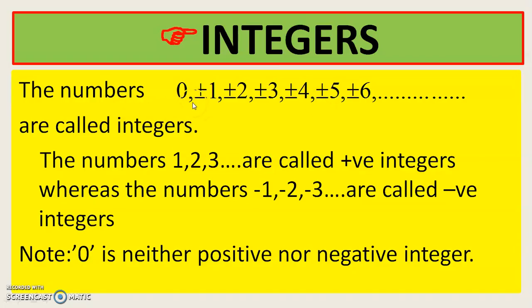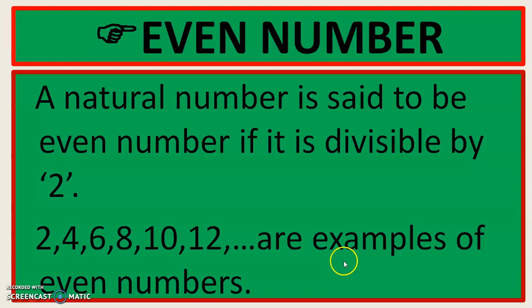Integers. The numbers 0, plus minus 1, plus minus 2, plus minus 3, etc. are called integers. Here the numbers 1, 2, 3 are called positive integers, whereas the numbers minus 1, minus 2, minus 3, etc. are called negative integers. 0 is neither a positive nor a negative integer.